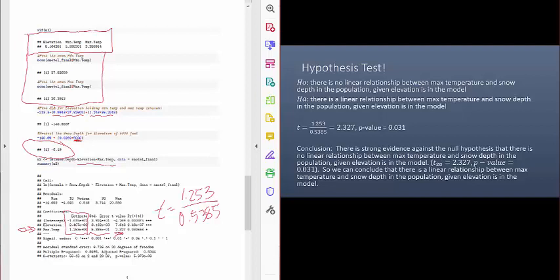This is based on a t-distribution with 20 degrees of freedom and a test statistic of 2.327, a p-value equal to 0.031. So we can conclude that there is a linear relationship between max temperature and snow depth in the population, given elevation is in the model. We could also test that there is a linear relationship between elevation and snow depth in the population, given max temperature is in the model, and look at this test statistic here and the p-value for that test statistic.